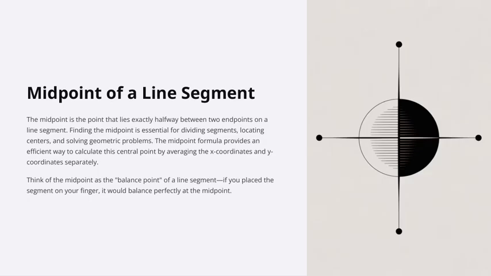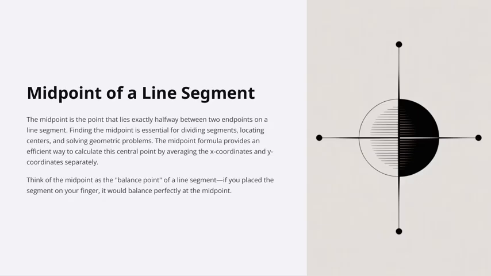The midpoint is the point that lies exactly halfway between the 2 endpoints. Think of it as the center point of the segment. Finding this point is really important because it helps us divide segments, locate centers, and solve various geometric problems. Now, there's a handy formula called the midpoint formula that makes this calculation quick and easy.